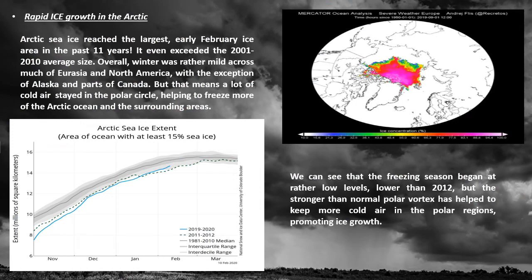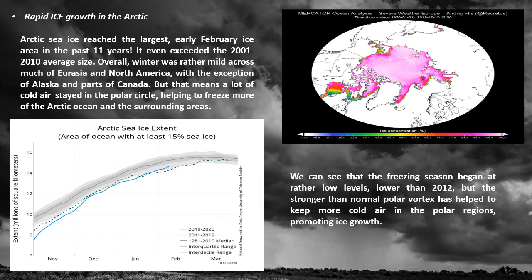Till now, we have encountered some very unfortunate extreme events. Now let's have a look at some happy events that occurred in the Arctic. Arctic sea ice reached the largest early February ice area in the past 11 years, as you can see in this animation over here. This is from Mercator Ocean Analysis, Copernicus Europe. You can see this ice growth over here.